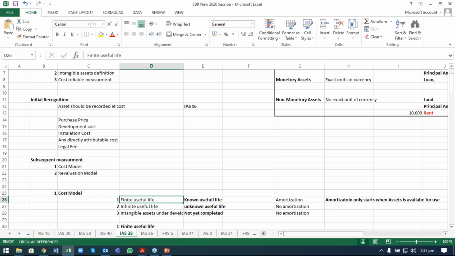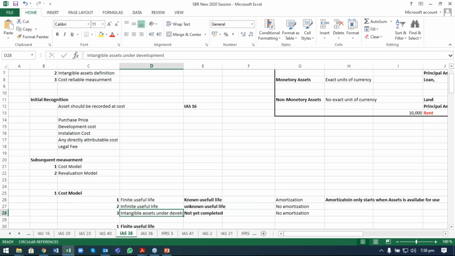IAS 38 has not specifically allowed or disallowed any particular method of accounting for the amortization charge. It just explains that it must be a fair charge compared to the usage of that intangible asset, charged to the profit and loss account on an annual basis. If it is an intangible asset with an infinite useful life, you are not supposed to amortize it, but you have to run an impairment test on such an asset on an annual basis.